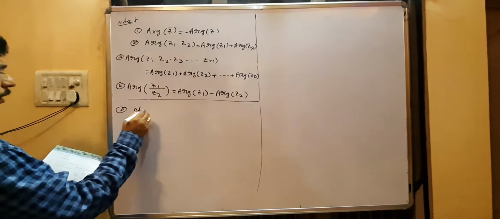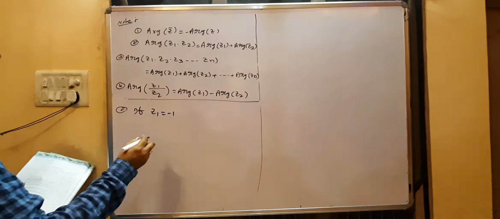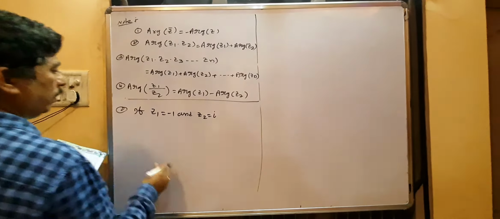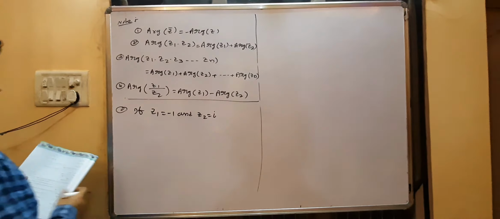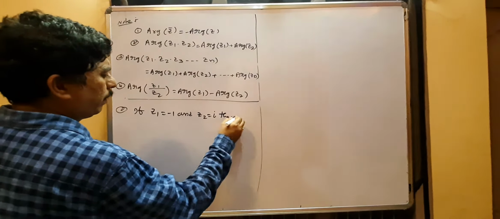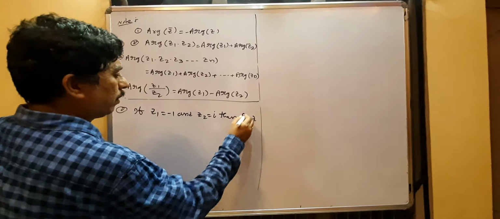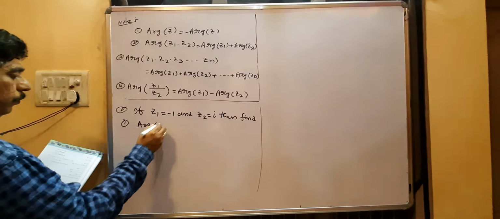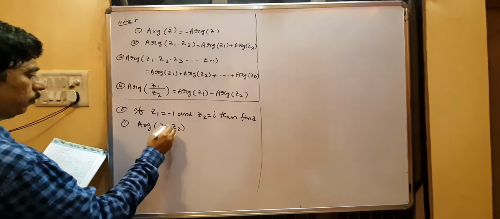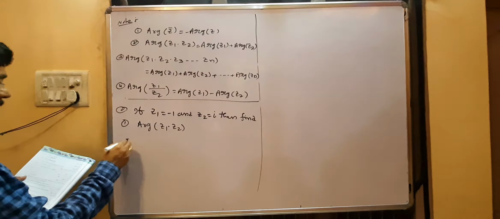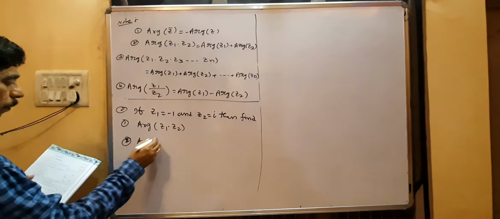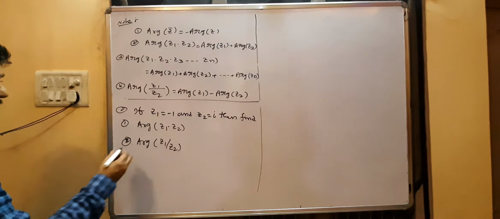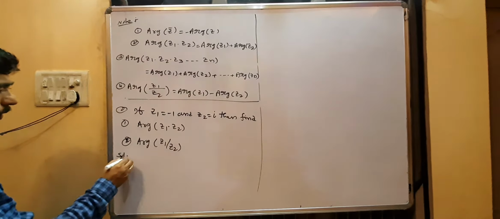Second one: if z1 equal to -1 and z2 equal to i, then find, first bit, argument of z1 into z2, second bit, argument of z1 by z2. You can see that. What is given?